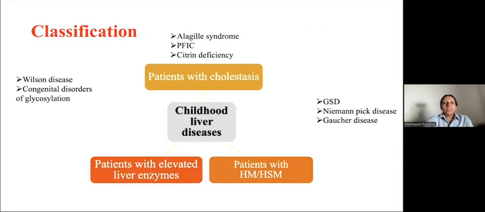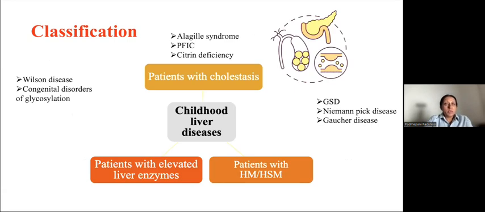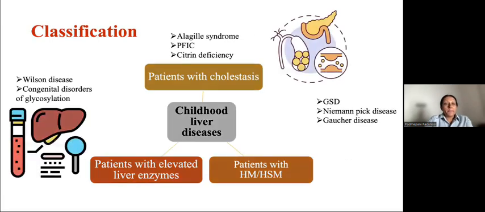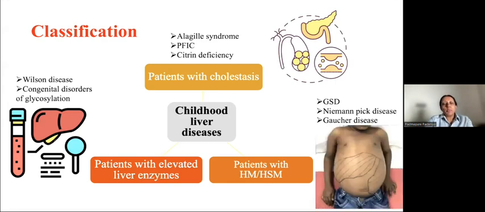So this classification of childhood liver disease, we can classify into three categories depending on the genetic presentation. And it is kind of our own classification. So we can divide into patients with cholestasis, like Alagille syndrome, PFIC types, and citrin deficiency, and also the patients with elevated liver enzymes, where mainly Wilson disease comes into this category, and also congenital disorders of glycosylation, and also the patients with hepatomegaly or hepatosplenomegaly, mainly the glycogen storage disorders, and apart from that, Niemann-Pick disease and Gaucher disease.